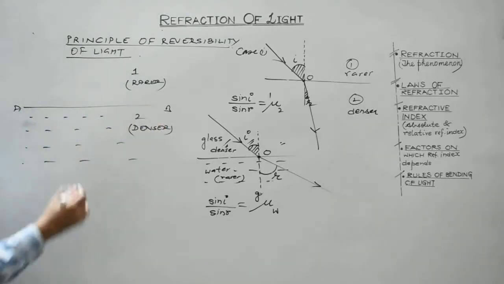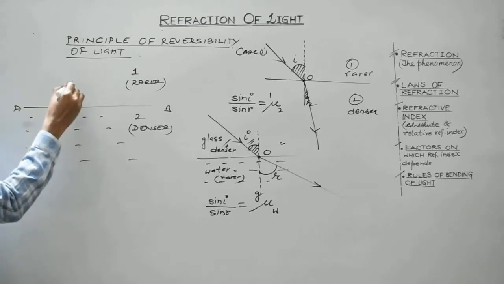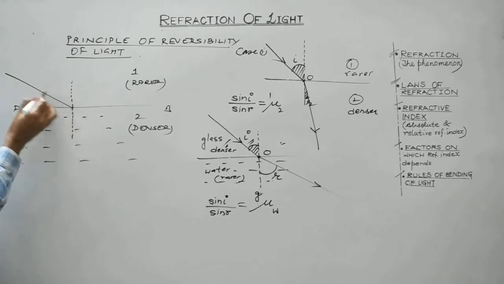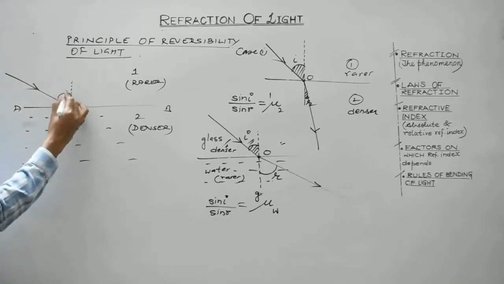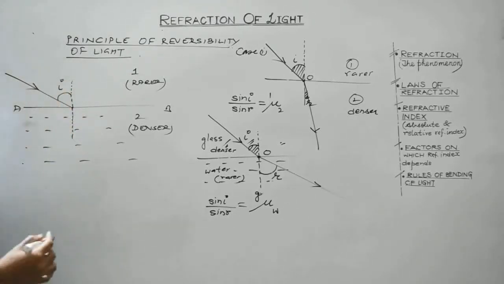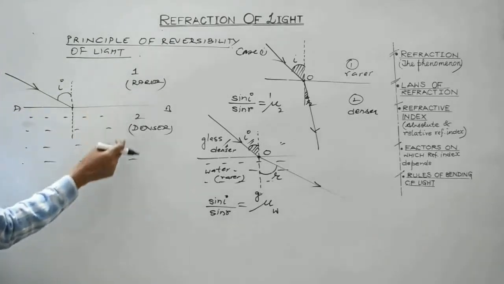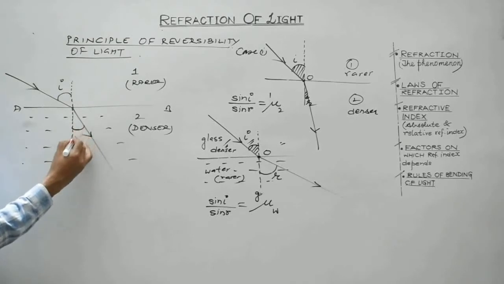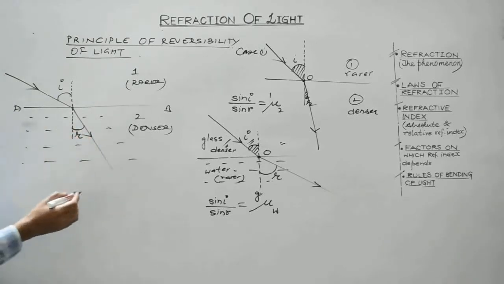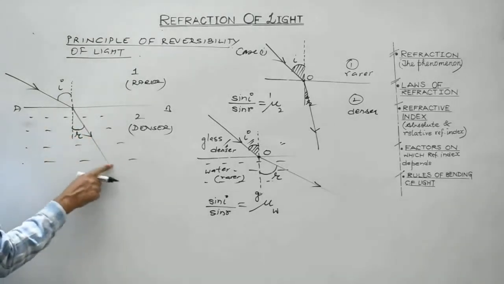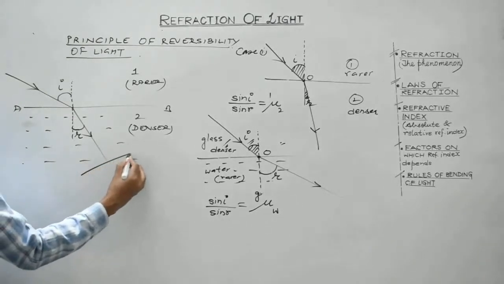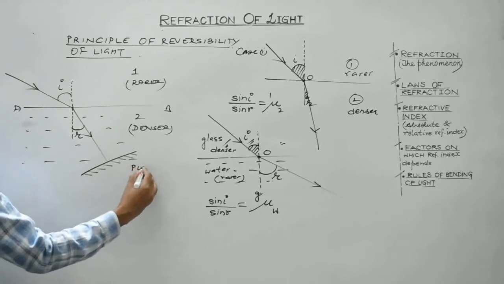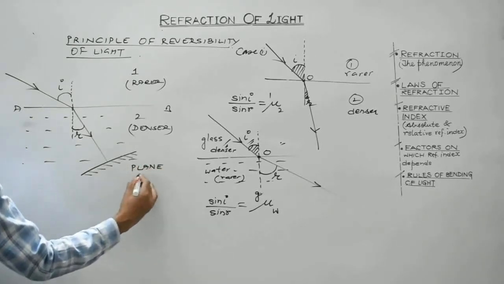What we do is, suppose we draw the normal over here and a ray of light is incident like this. So this will be the angle of incidence. The ray of light is traveling from rarer to denser, so it will bend towards the normal. This will be the angle of refraction, no doubt regarding this. And here, suppose a plane mirror is placed. This is a plane mirror.